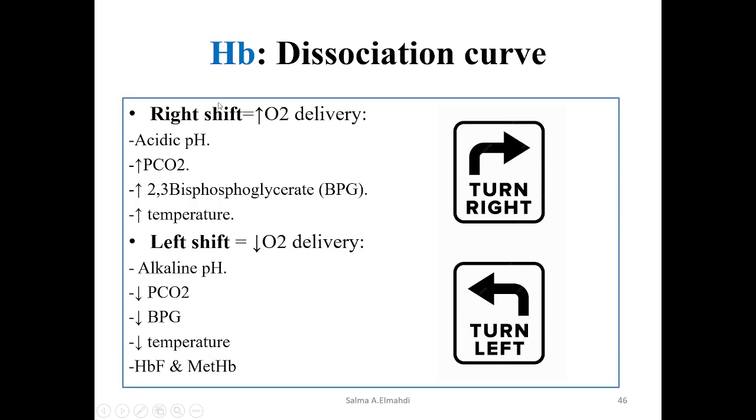Right shift means more oxygen delivery. It will occur at more acidic pH, at higher partial pressure of carbon dioxide, in the presence of 2,3-bisphosphoglycerate, the glycolytic intermediate, and at higher temperatures. And this is suitable because in metabolizing tissues there is production of carbon dioxide, and the acid, the proton, will also be produced, leading to a lower pH.